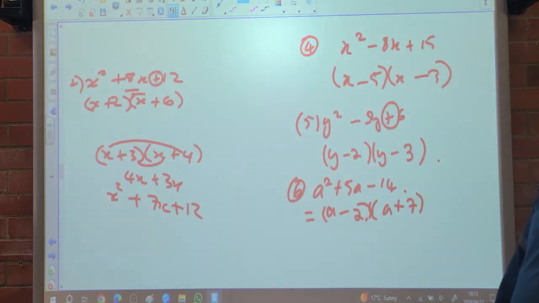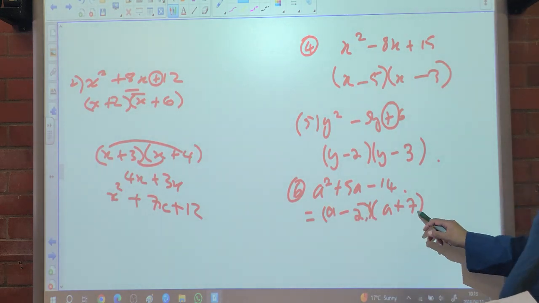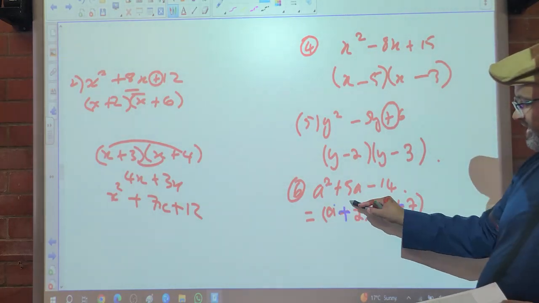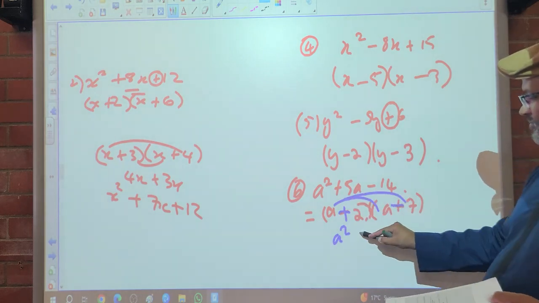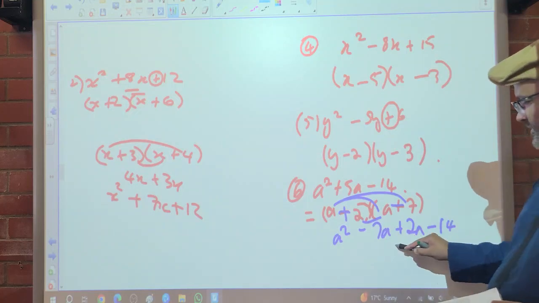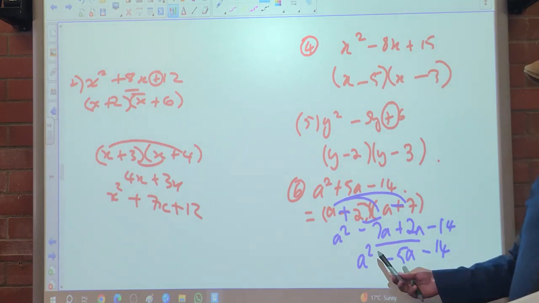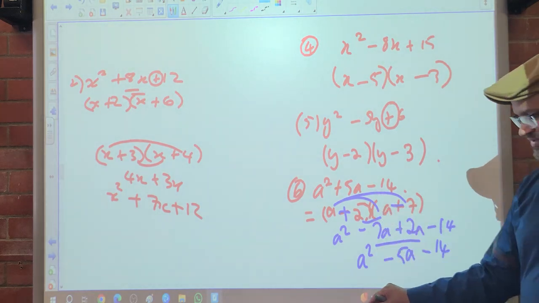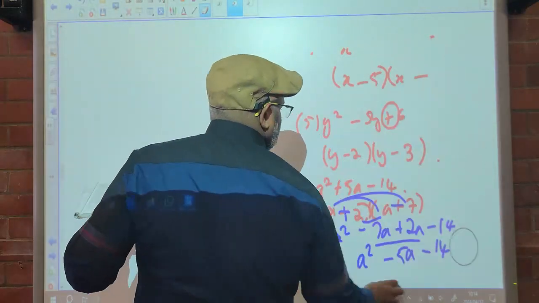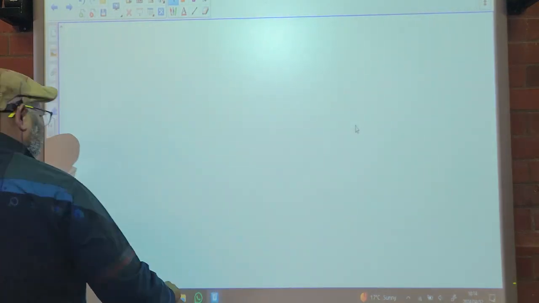You got that one? I had the signs swapped. So you got a plus 2 and a minus 7. But remember, if that is plus and this is minus, then that would have given you a squared minus 7a plus 2a minus 14, which is negative 5a minus 14 and a squared. Did you see the difference? So watch out for your signs. It costs you 1 point every time you mess that up. Unless you don't want all your marks, then it's fine.